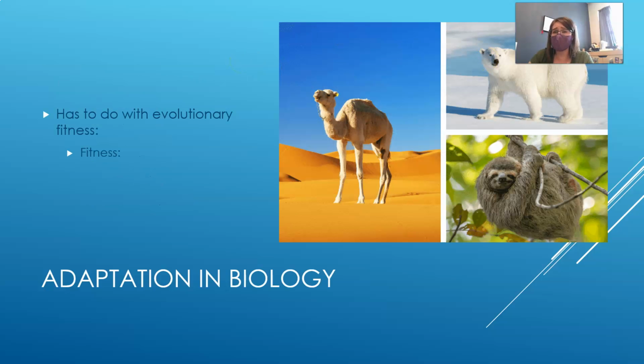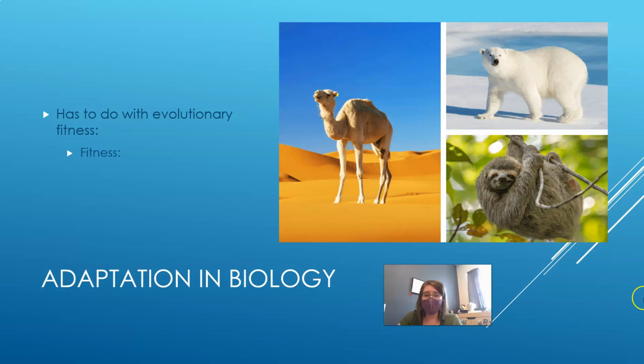But in nature, when we're talking about evolution, we're going to be talking about things that have to do with evolutionary fitness. So whenever I say adaptation in biology, I'm not going to be talking about the choice of an animal. Please write down the definition of fitness. Fitness is an organism's ability to survive and reproduce.